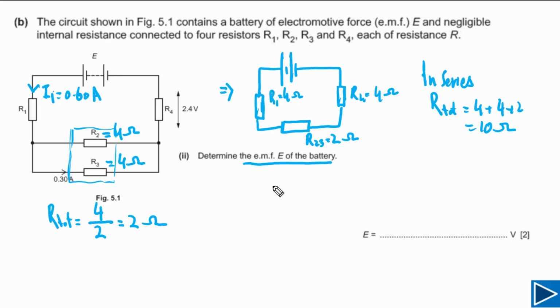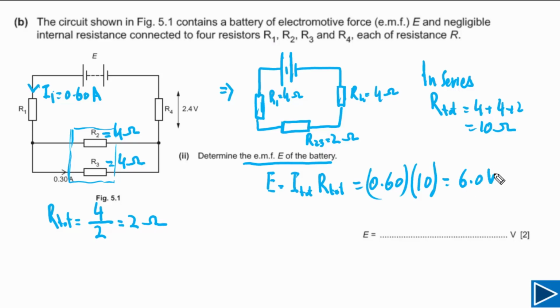Now we need to calculate the EMF, so simply we can say EMF is equal to I total, meaning the current passing through the battery, times the total resistance of the circuit. The total current passing through the battery is equal to 0.60 amps, and the total resistance of the circuit is equal to 10 ohms. So simply this is equal to 6.0 volts, and this is the EMF of this battery.